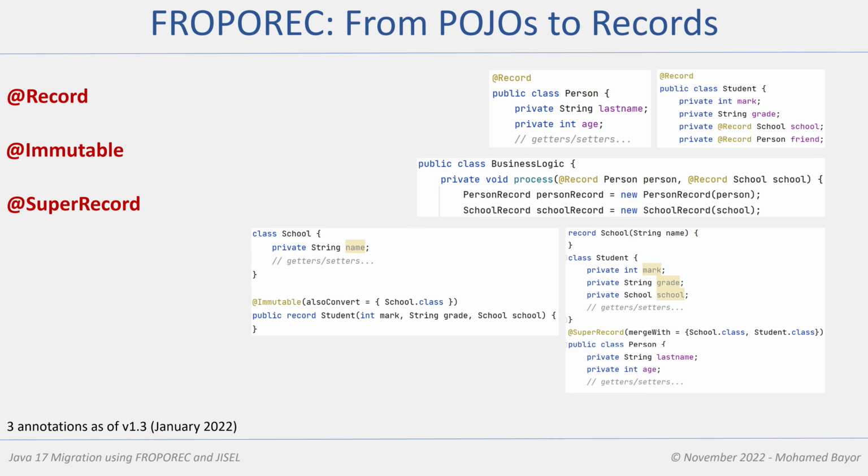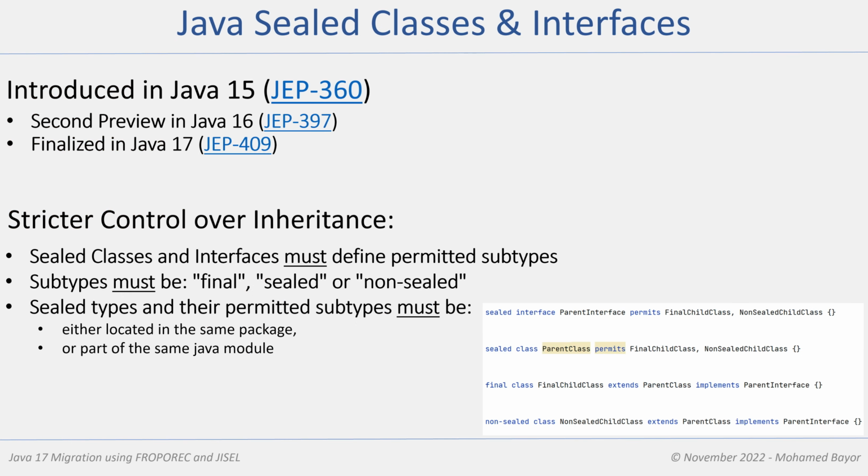More interesting features are offered by Froporec, such as making a record object fully immutable, or the possibility of combining fields from many different POJO classes into one generated record. We will leave those advanced features out of this presentation. So this was the first step in migrating your code to Java 17. And it was essentially about turning your existing POJO classes into record classes. Now, the next step is about integrating the new concept of Java sealed classes and interfaces into your existing code.